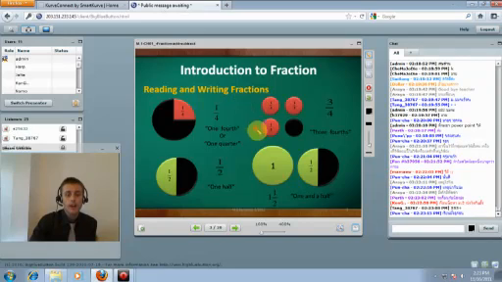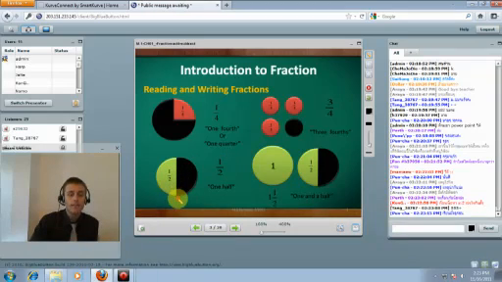Reading and writing fractions. In this picture of the circle, we have 1/4. You can see 1 piece out of 4 possible pieces. We can say this 1/4 or one fourth. So this piece is 1/4 of the circle or one fourth of the circle.